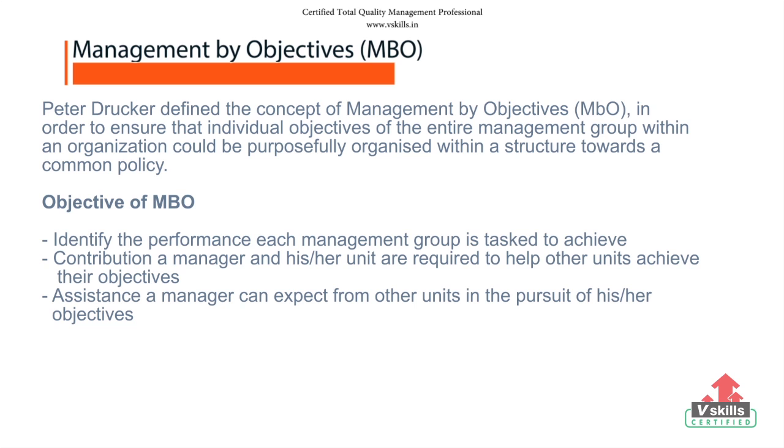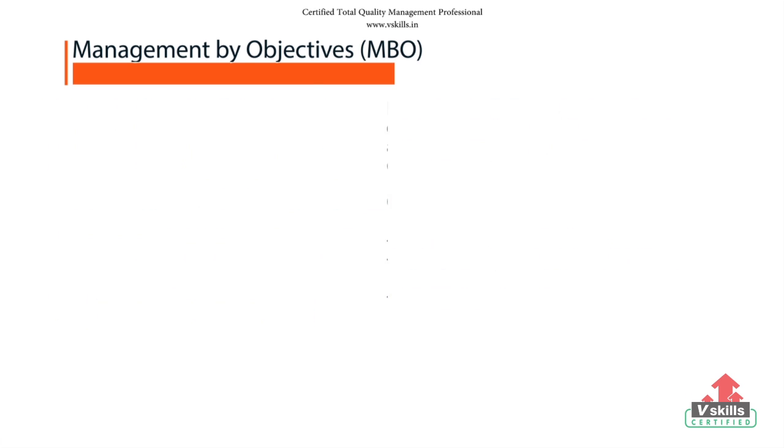The various objectives of MBO are: Number 1. Identify the performance each management group is tasked to achieve. Number 2. Contribution to a manager and his or her unit are required to help other units achieve their objectives. Number 3. Assistance a manager can expect from other units in pursuit of his or her objectives. To ensure that the objectives are balanced, they should be set over both short and long-term timescales and contain both tangible and intangible elements.